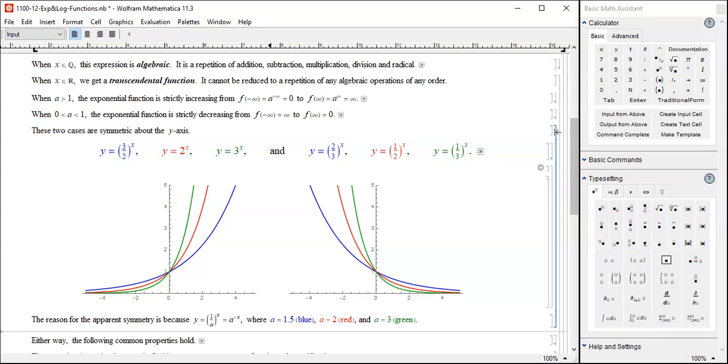As a matter of fact, 6 graphs in 2 categories. Do you see an apparent symmetry? Looks like here, if we take a reflection by the y-axis, you're going to get these, and vice versa. Is that really true? The answer is yes.